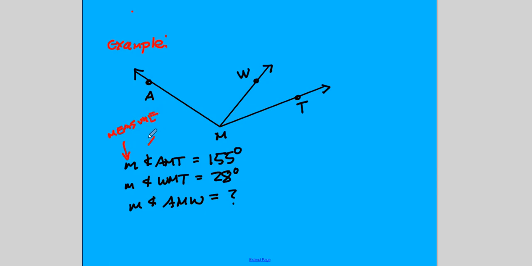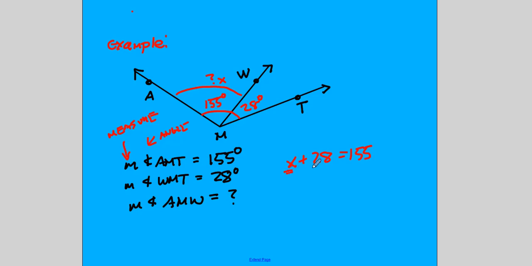And this is an abbreviation for angle. So the measure of angle AMT is 155 degrees. Angle WMT is 28 degrees. So these are adjacent angles. I want to find the measure here, so let's call that X. That's an unknown. I know that by the angle addition postulate, X plus 28 has to equal 155.